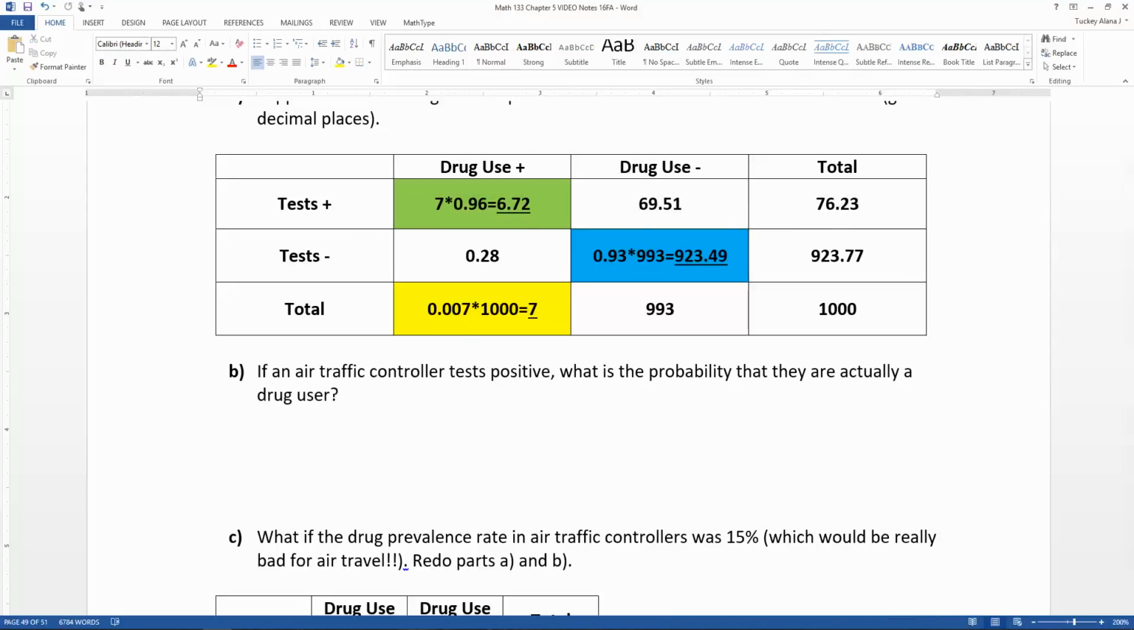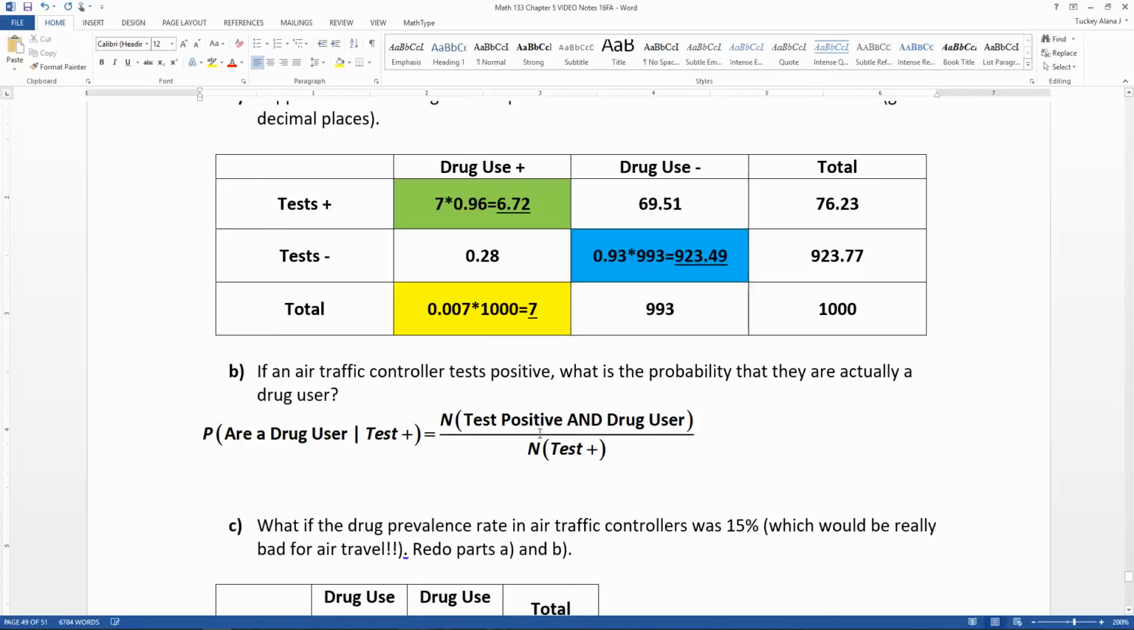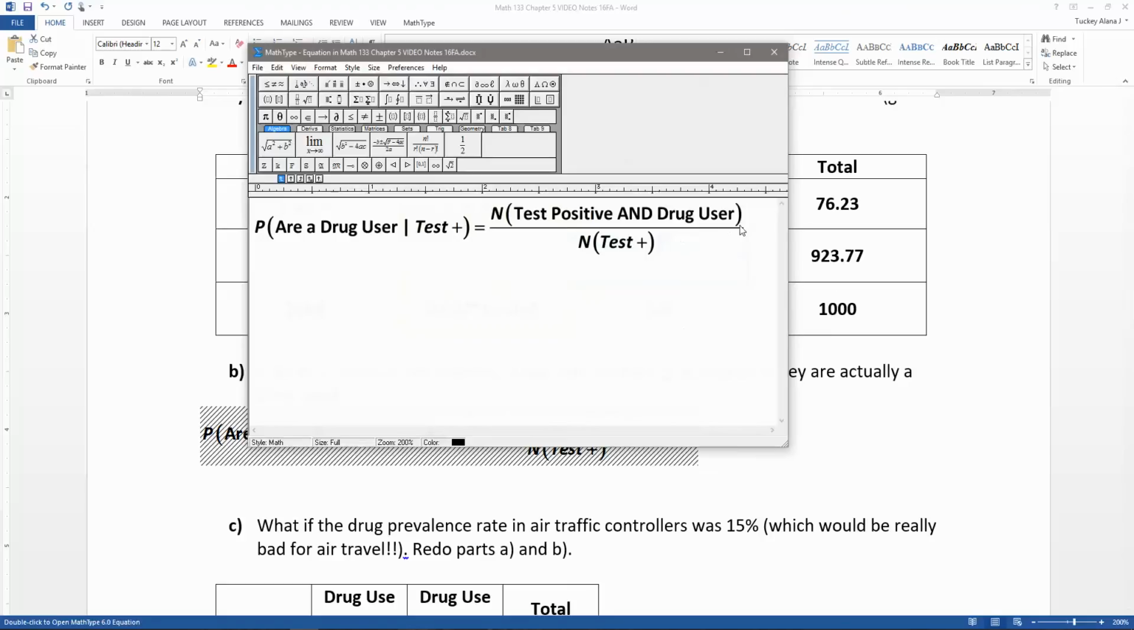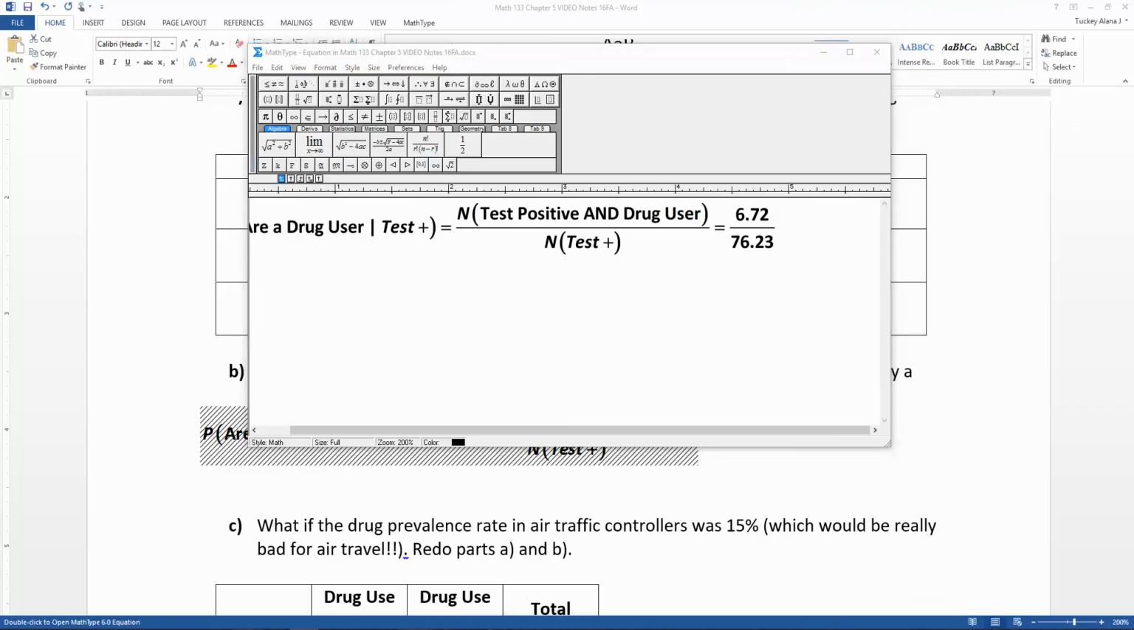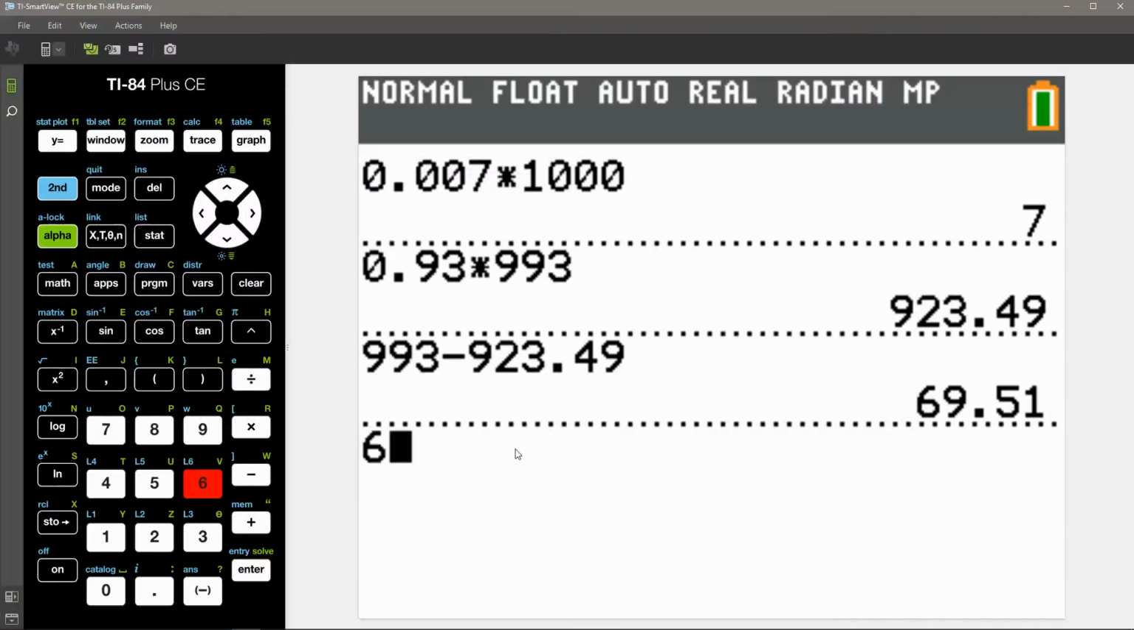Well, let me type that up. Well, according to what we learned about conditional probability, what they're asking us is, given that they tested positive, what's the chance they are a drug user? That's the number of ways that you can both test positive and be a drug user, which would be 6.72, divided by the number of ways you can test positive, which is actually 76.23. So if you take 6.72 and divide it by 76.23, you would have... I don't think you're going to believe me when I do this, so I will actually do it right here.